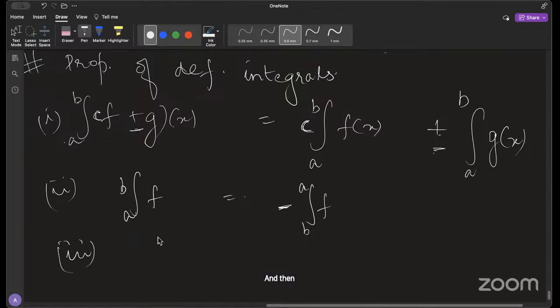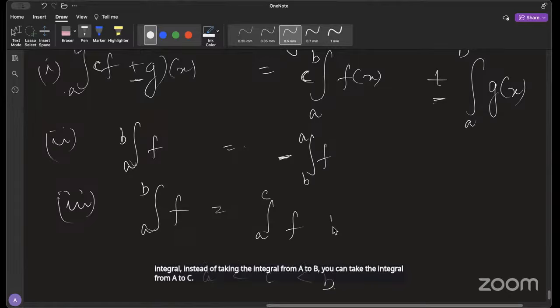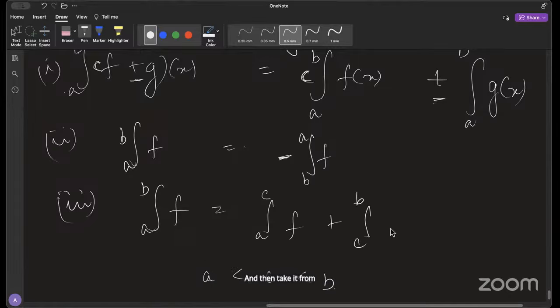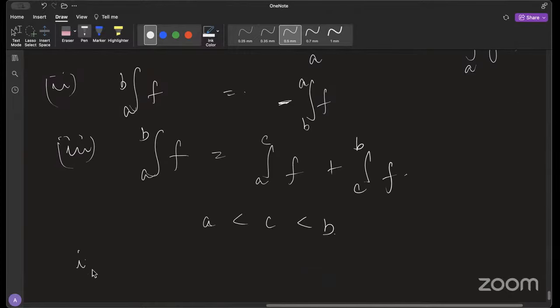And then the third one is this splitting one. Let's say your C lies between A and B. If there's a number between A and B, then instead of taking the integral from A to B, you can take the integral from A to C and then take it from C to B. If you take from A to A, this is just 0.